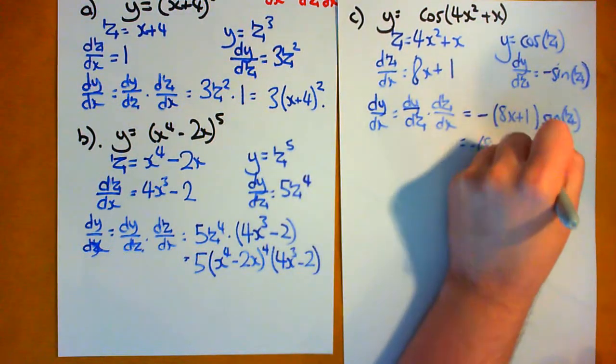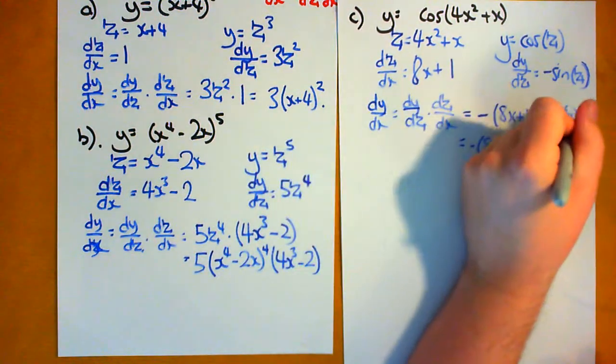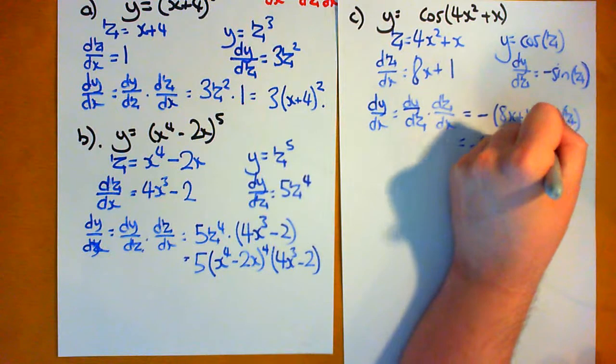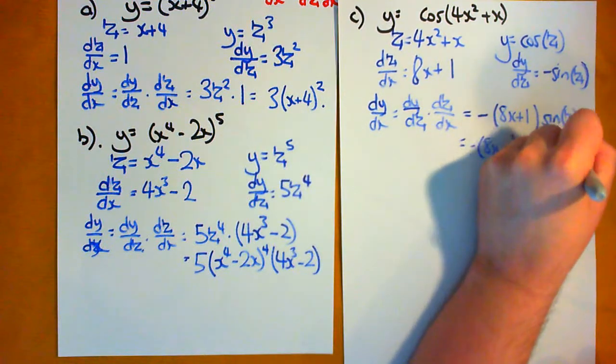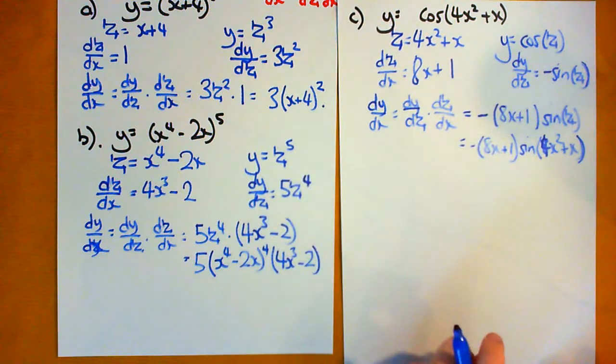We're not done yet because we can't have a z in our final answer. That z was 4x squared plus x. That's what z was. So we've got as our final answer the derivative of cosine of 4x squared plus x is negative of 8x plus 1 times the sine of 4x squared plus x.